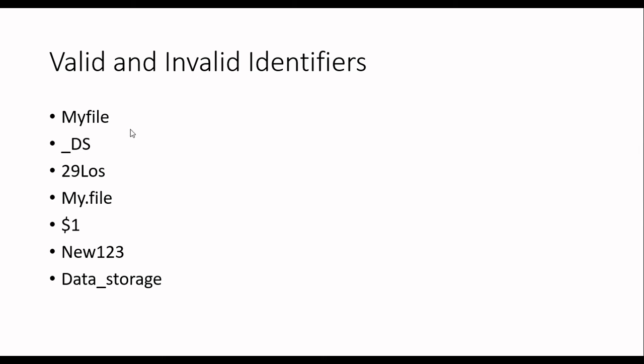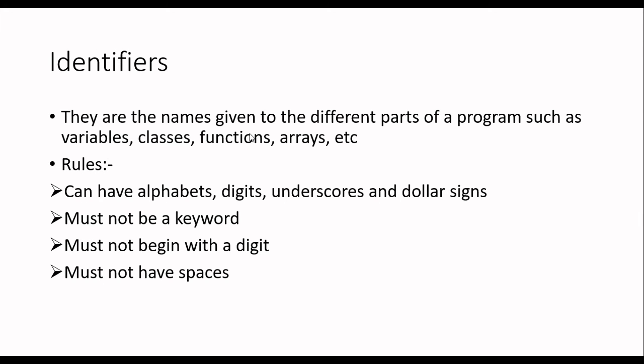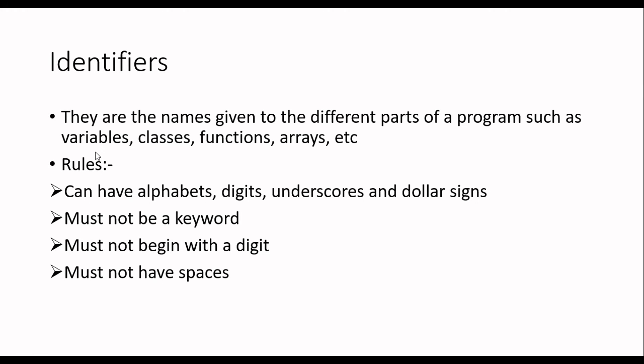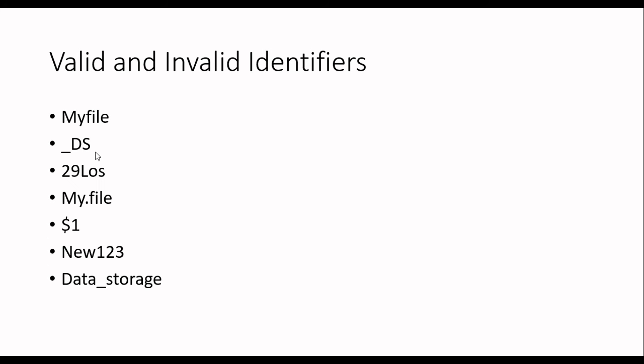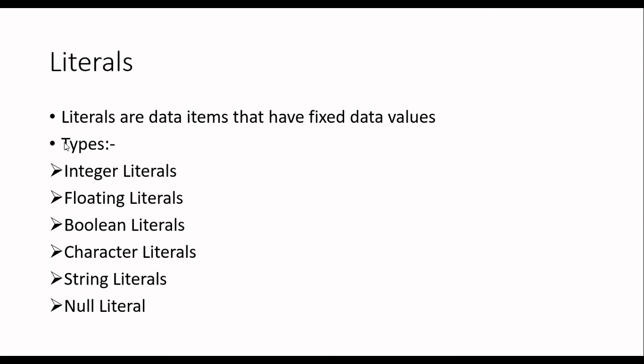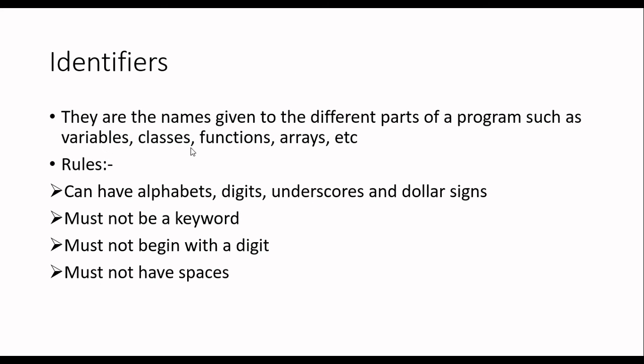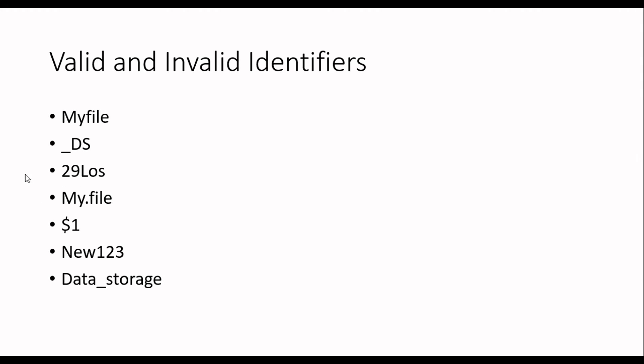So the first one is my file, which only has letters, and as we saw in the rules, it can have alphabets. So this is a valid identifier. The second one has an underscore and two letters. As you saw in the previous slide, it can have underscore and alphabets. So even underscore ds is valid. Now we have 29 LOS. We know that identifiers can have digits, but it should not start with a digit. And as you can see, this identifier is starting with a digit. Therefore, 29 LOS is not a valid identifier.